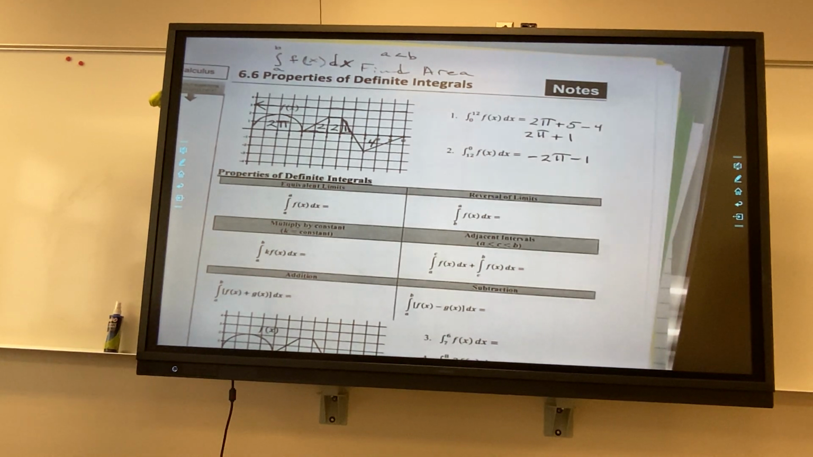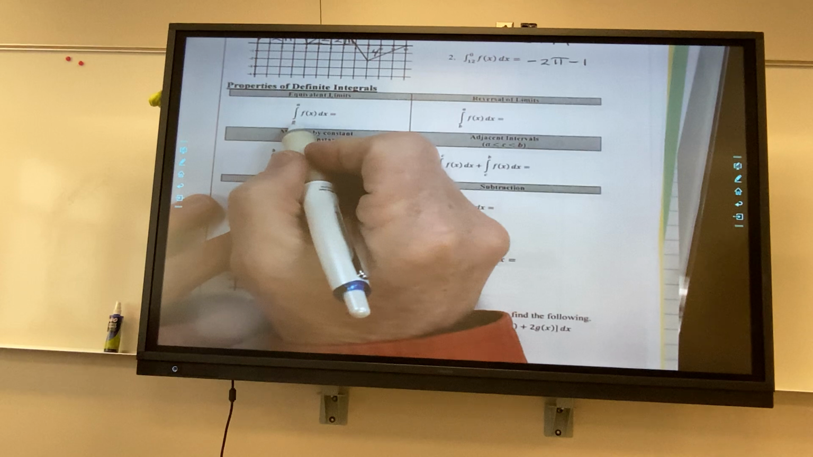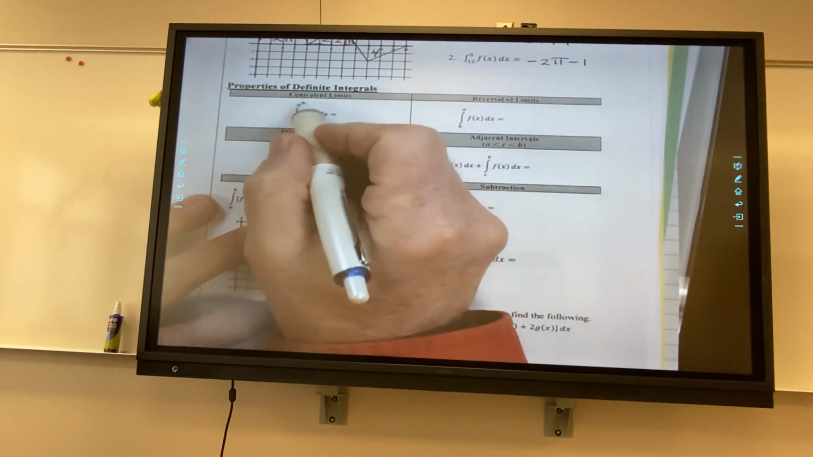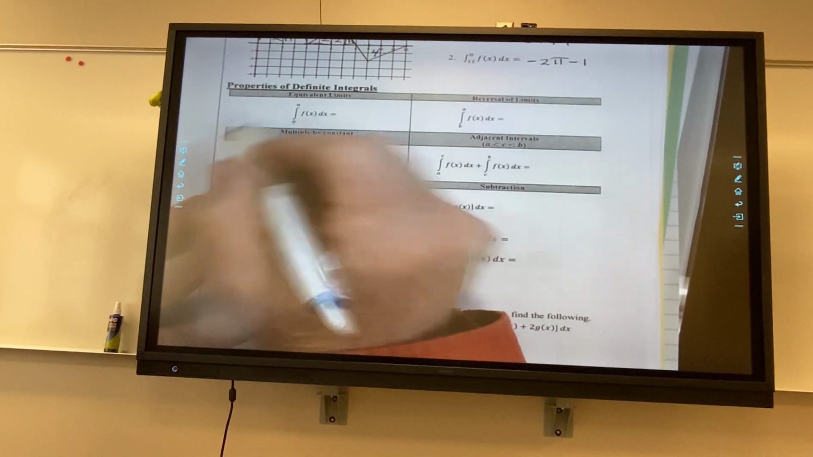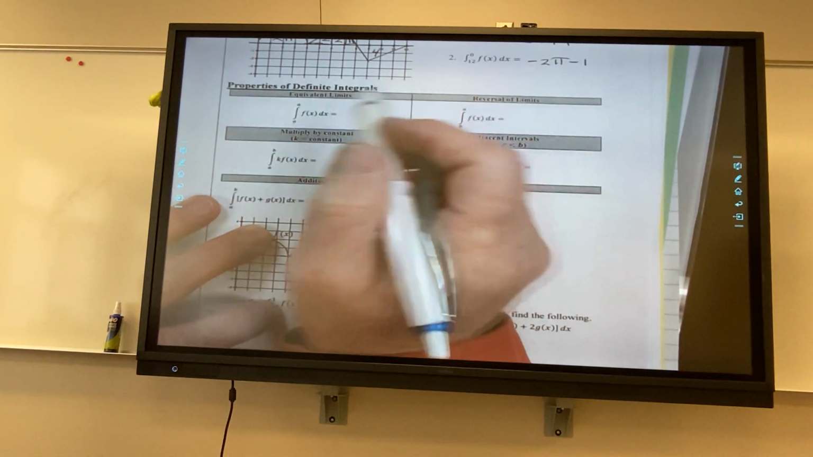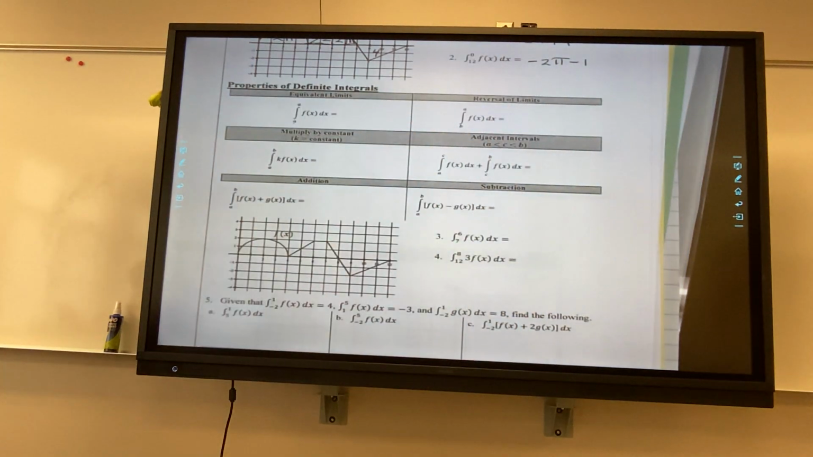All right, so we're going to learn some properties, okay? And then I'm going to show you what kind of questions you get about those properties on the AP exam, okay? And one of the properties that we use quite a bit is we're starting at A and ending at A. That means we have moved nowhere, correct? How much area have we gained if we have no interval?